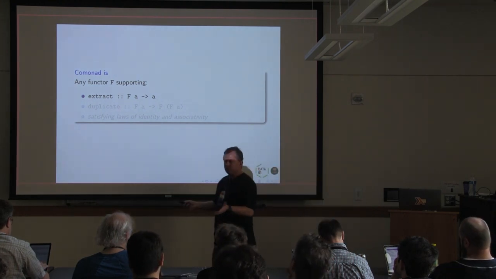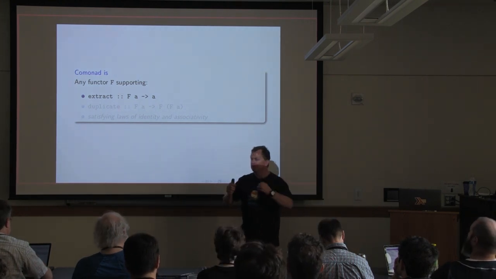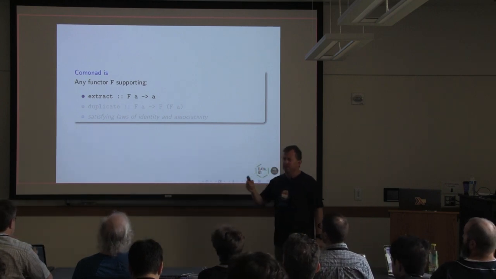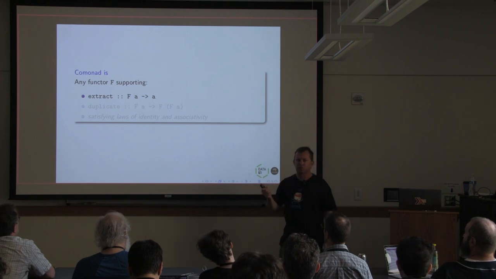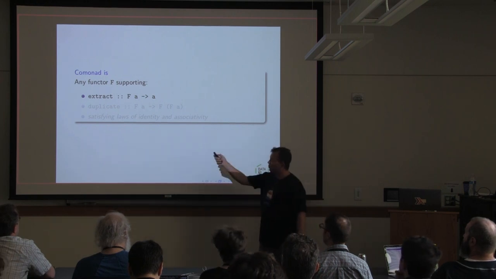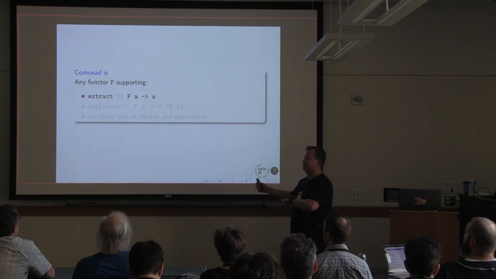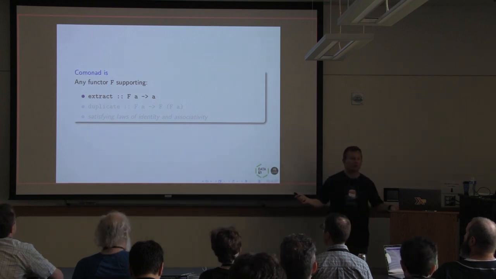So a functor is anything that supports the fmap operation, (a -> b) -> f a -> f b. A comonad is any functor, so that is to say it also supports fmap, that also supports this function here. Given an f of a, return an a. Does a list support that function?